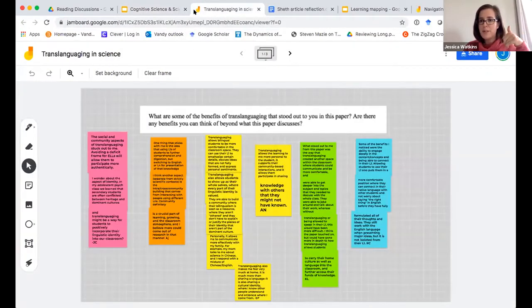Can you all see the Jamboard now? Okay, I wasn't sure if it switched quickly.